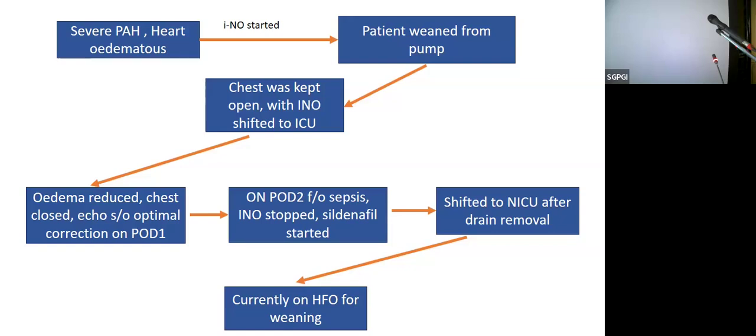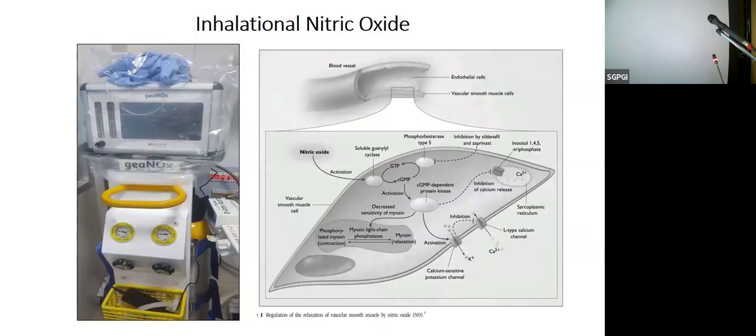The patient, of course, has improved from this stage to this stage. So this all happened because of our inhaled nitric oxide. Otherwise, this was a dead end with moderate to severe PAH. This is the machine of inhaled nitric oxide that we got.